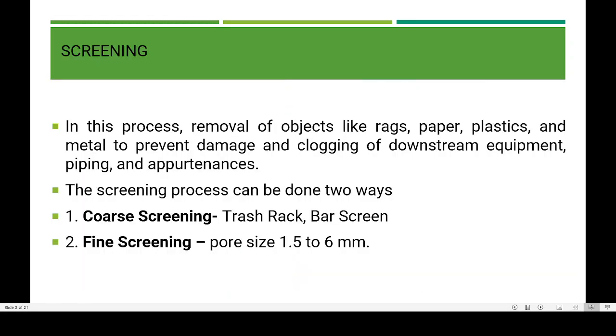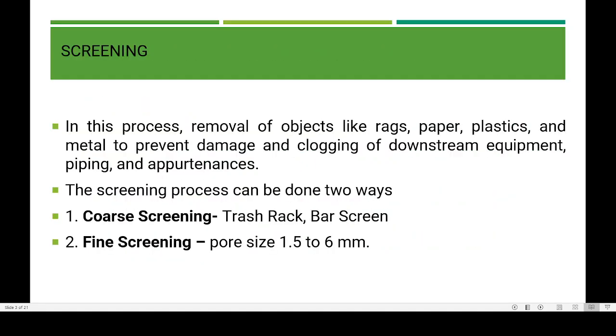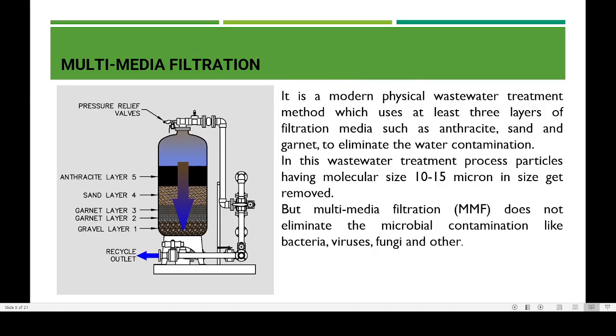Now, another technique that we use is known as multimedia filtration. That also comes under the primary treatment. Coming to multimedia filtration, you can see that an apparatus like this, or very large machines, will be used. It is a modern physical wastewater treatment method which uses 3 layers of filtration. Here you can see this is one layer, second layer, third layer, and these are the 3 primary layers. 3 layers of filtration media. Filtration media means the substance used for filtration.